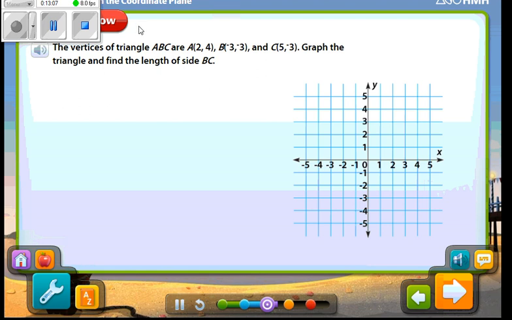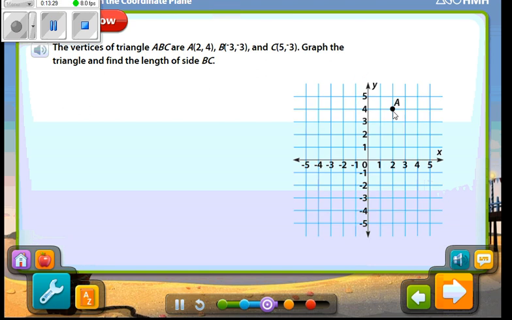Okay, so now we are going to graph. First, click the spot where point A should be plotted. (2, 4) is point A. So we go over 2 and up 4. That's right. The coordinates of point A are (2, 4).